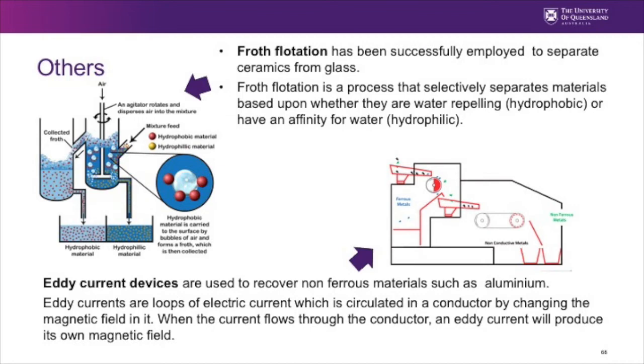Eddy currents are loops of electric current which are circulated in a conductor by a changing magnetic field in it. When the current flows through the conductor, an eddy current will produce its own magnetic field.